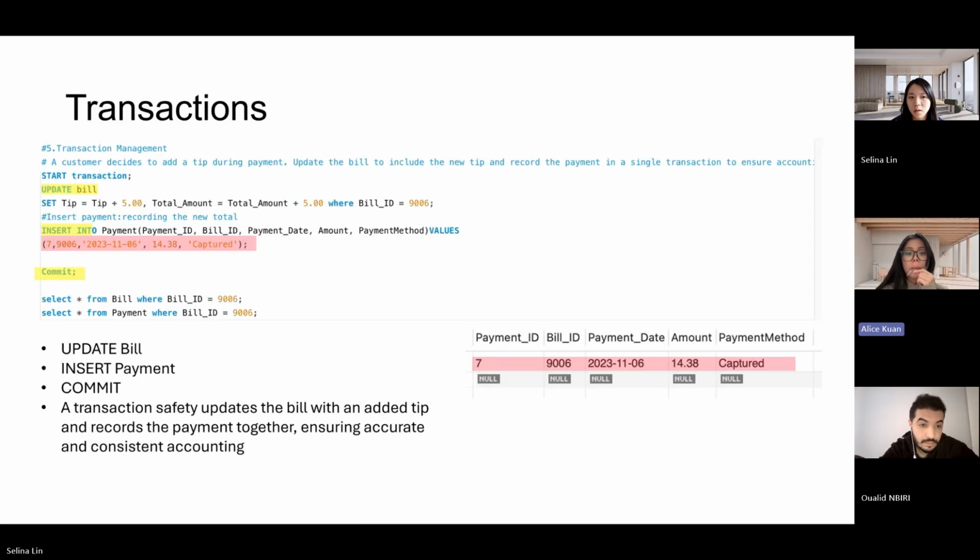For the next slide, this example shows a transaction where a customer adds an extra tip. We update the bill and insert the payment together in one transaction. This ensures the bill amount and the payment record always stay consistent.